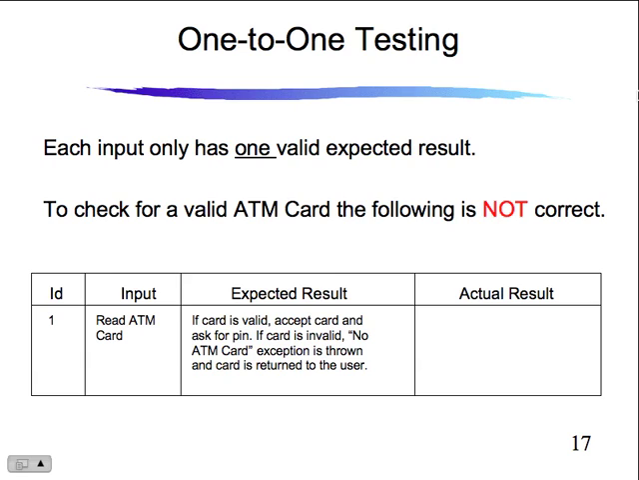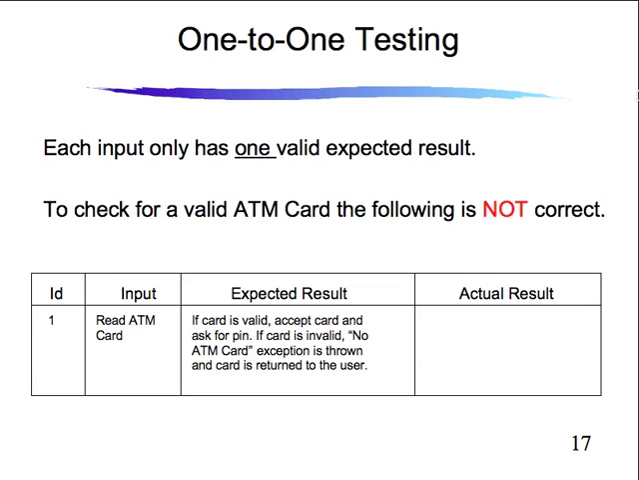What ends up happening, and I get students who do this all the time, is they give me test cases just like this. ID number one, input: read the ATM card. Expected result: if the card is valid, accept the card and ask for a PIN. Well, that makes sense. If the card is invalid, there's no ATM card, an exception is thrown, and the card is returned to the user. Well, that makes sense. So logically, people read that and ask, what's wrong with my test case? There's nothing wrong with it.